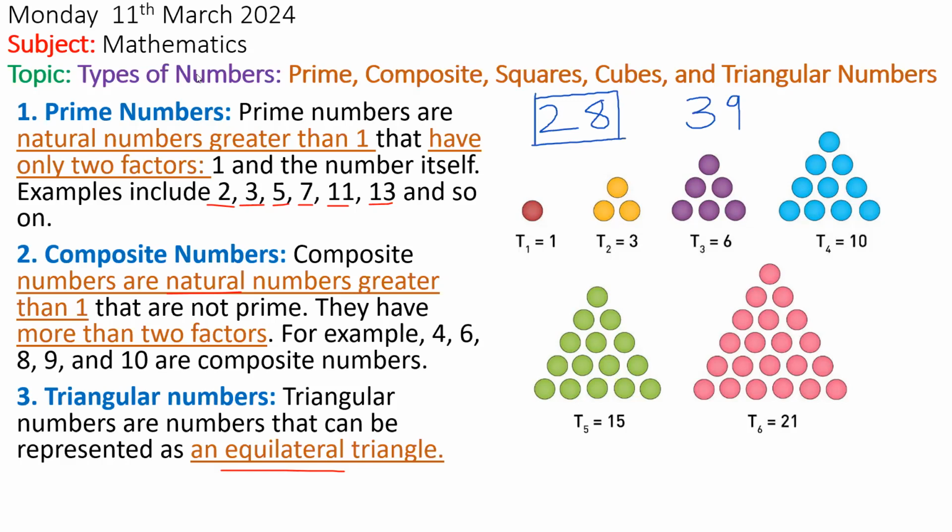I would say it was composite. Why? Because there are other numbers besides 1 and 39 that could go into 39. Like what? Like 3. 3 could go into 39, and 13 could. So it is composite, right?